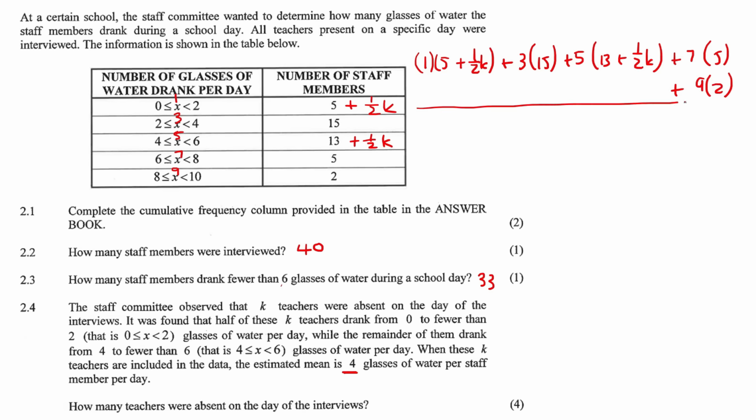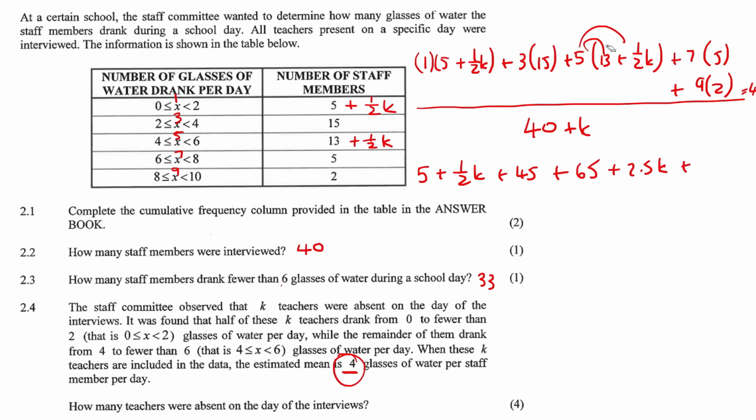Now to calculate the average, you normally divide by how many members there are. So there's 40 members originally plus another K members. So we can say 40 plus K. And we know that the average should be equal to 4. Okay, so let's just neaten this up a little bit. That's just going to give us 5 plus half K. This is just going to give us 45, 65. I'm just multiplying this in. Plus 2.5K, because 5 times a half is 2.5, plus 35, plus 18, over 40 plus K, and all of that should be equal to 4.